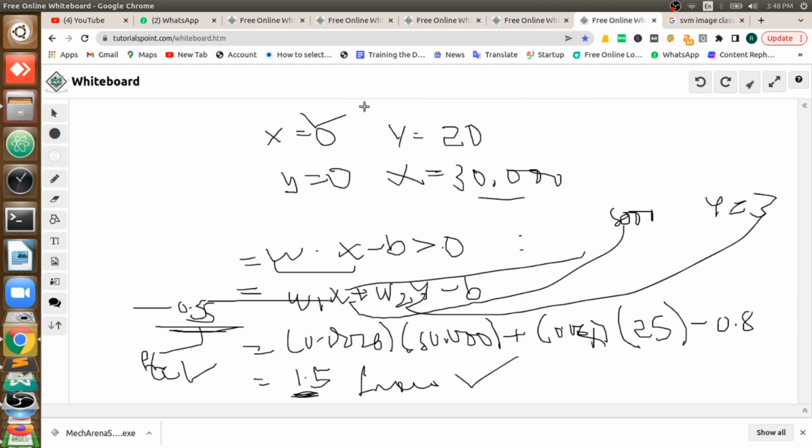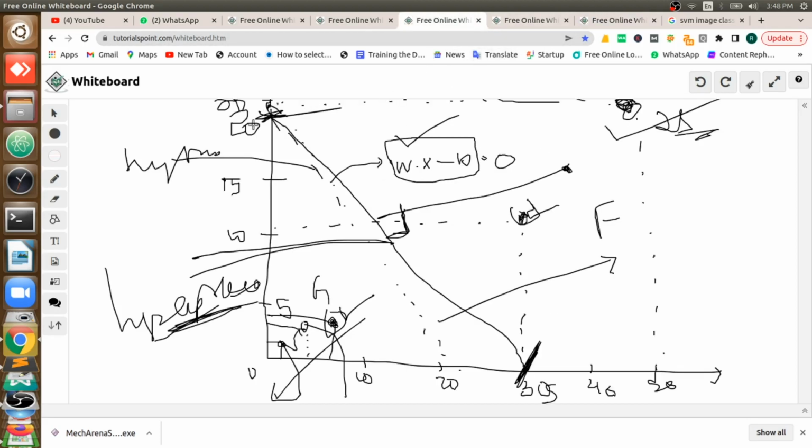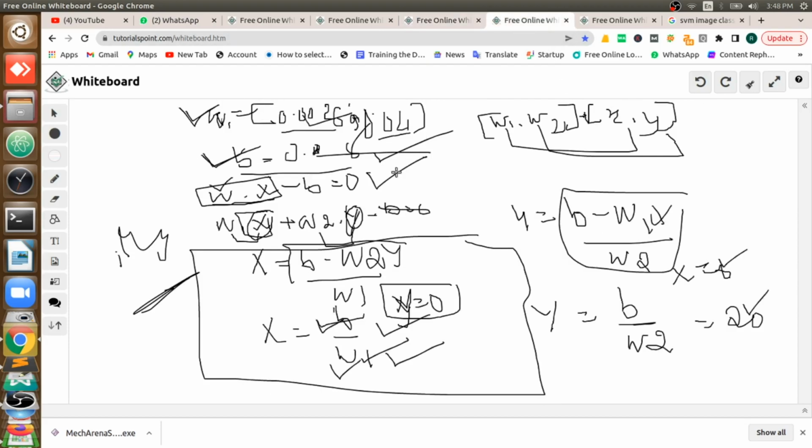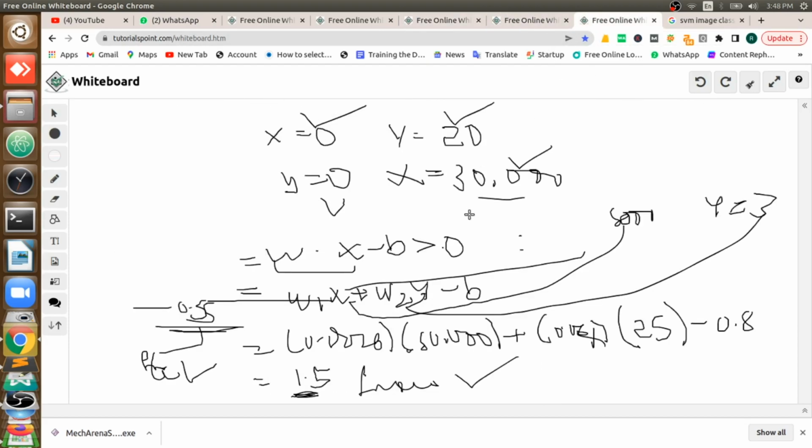What it says is, when x equals 0, y will become 20. When y equals 0, your x will become 30,000. So now you got 2 points on the plane. You join them, you will get the hyperplane. So the first part you completed, that is getting the hyperplane is done. So using these points you got the hyperplane.